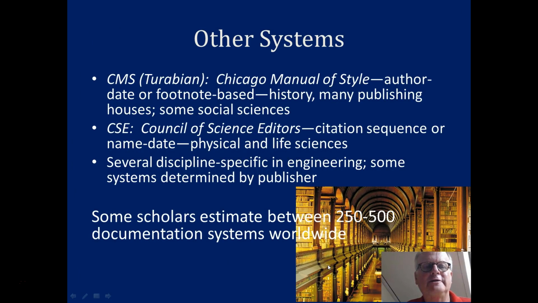There's a whole bunch of other systems. Ones that you may have heard of is the Chicago Manual of Style or Turabian. It's because it was invented by a woman in the 20s named Kate Turabian. She was a librarian at the University of Chicago, and it's what's called an author date or footnote style. There's two different options with Turabian. Academic disciplines that use it, you'll see a lot of historians will use CMS. You'll also see a lot of academic publishing, and some social science houses will also use it. It's not as common as it used to be, but it's still a very powerful force, and some people regard it as the gold standard of documentation.